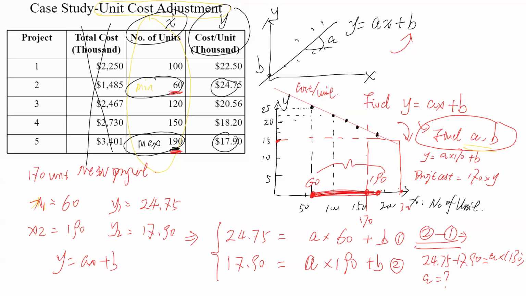Your a is equal to... Do you get the same number as me? 0.0527, right? Yeah, I can write it down here.